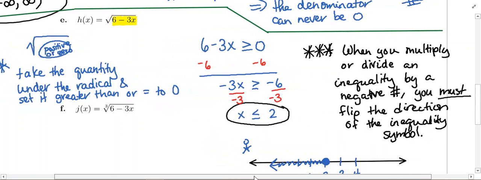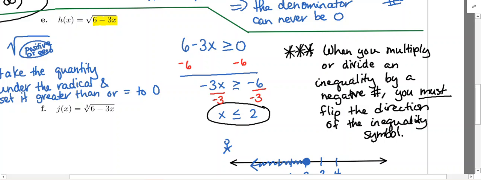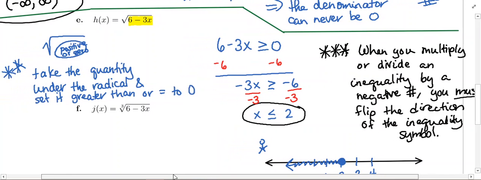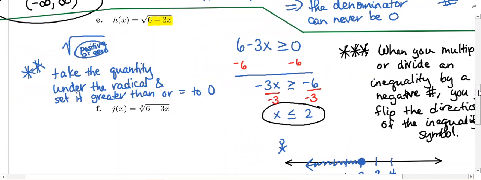But you've got to remember this little tidbit. If you do end up multiplying or dividing your inequality by a negative number, you have to flip the direction of the inequality symbol. All right, so there we go. Let's move on to part F.